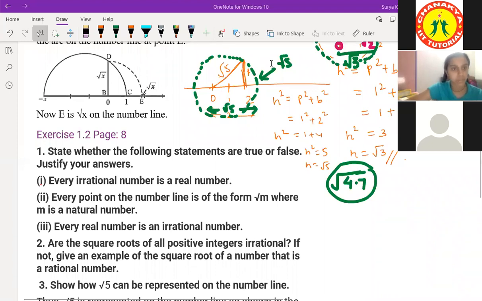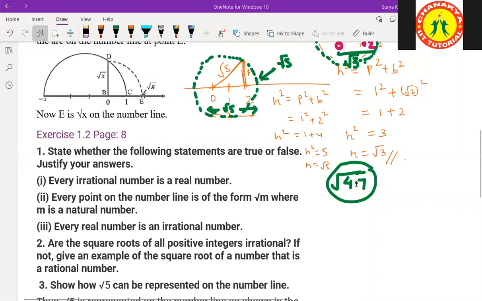No, sir. Okay. Already, I don't know. Still, nobody knows, right? So see, I'll just tell you how to draw for 4.7.